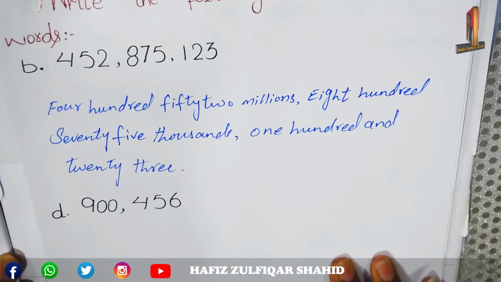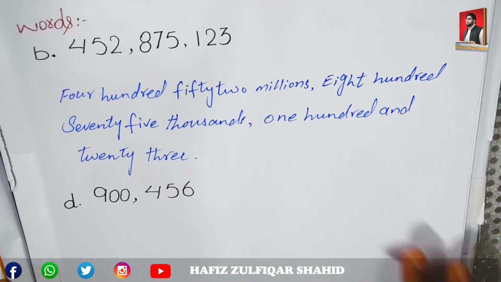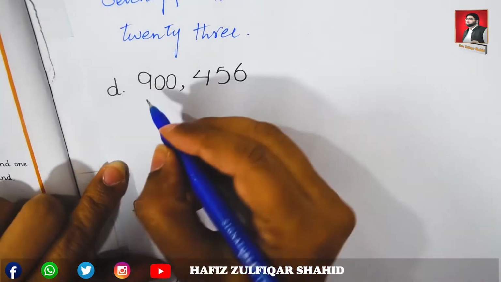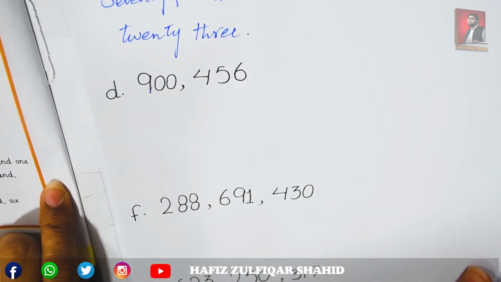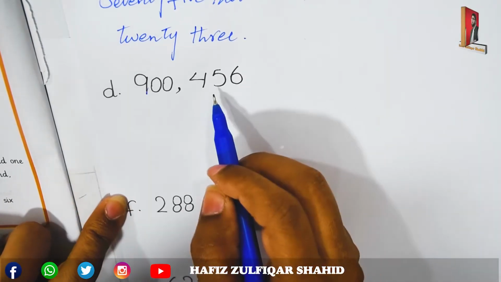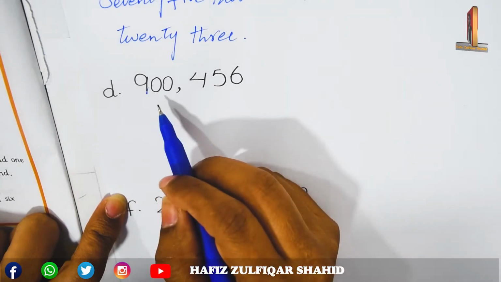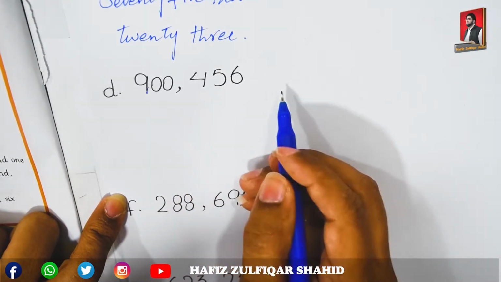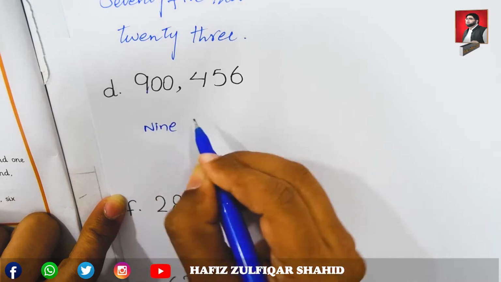Did you understand, students? We are filling our table. Let's practice another question. Now we have 6 digits to write, and we know that first are according to the units column and seconds are according to the thousands column. So we have 900,456. Let's write it in words.